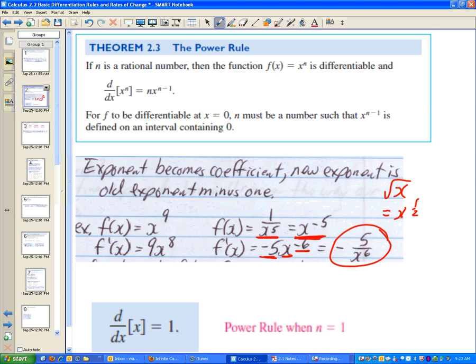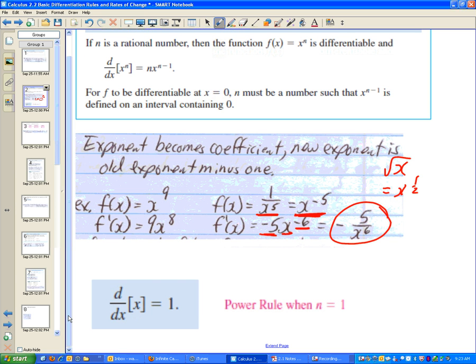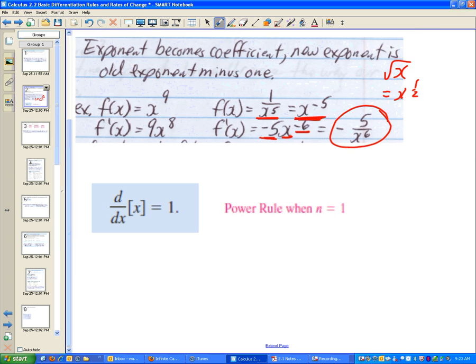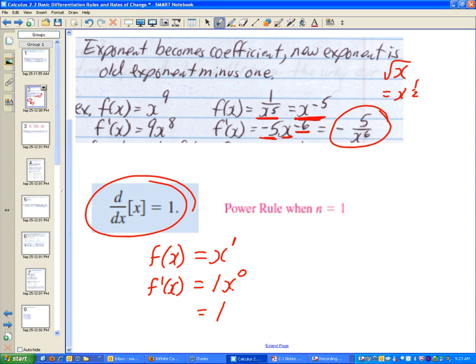Okay? Now, a special version of the power rule you need to know. The derivative of x equals 1. If f of x equals x, that's the same thing as x to the 1, correct? So f prime of x would be exponent becomes the coefficient, then x, then subtract 1 from your exponent. 1 minus 1 is 0. Now, what is x to the 0? 1. Okay? So the derivative of x is 1. That's a special case of the power rule.